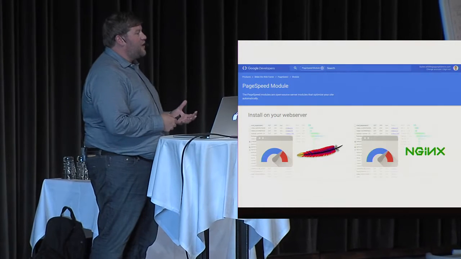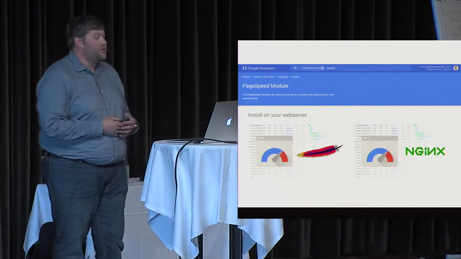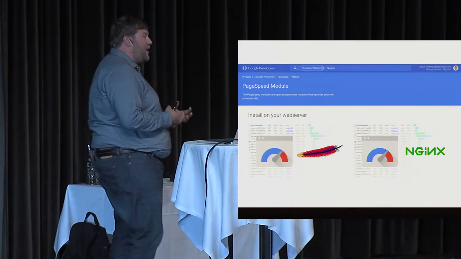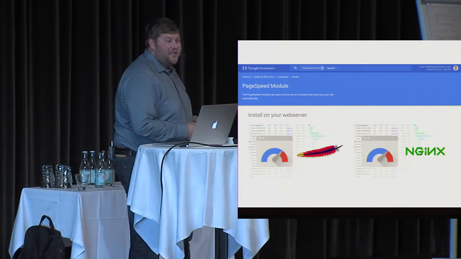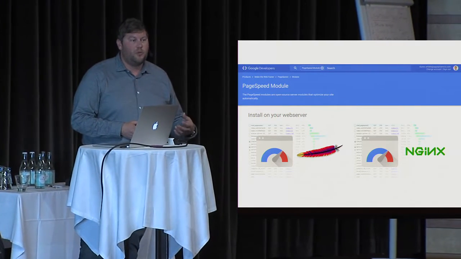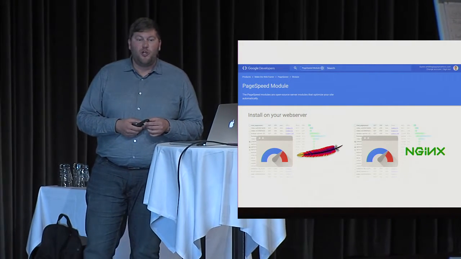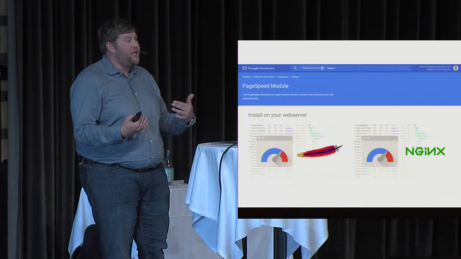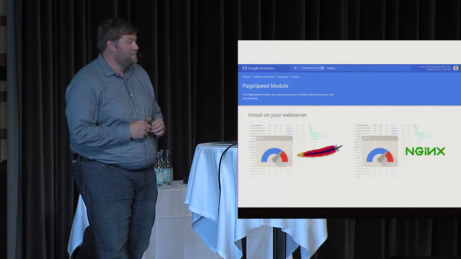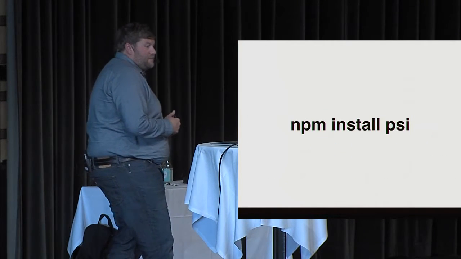But it's not always possible to adjust the code. Sometimes you own the application, but you can't actually make code changes. So in this case, they've actually released a PageSpeed module for Apache and Nginx that'll automatically rewrite the responses in real time so that you don't actually have to make any code changes, and you can immediately improve performance on the client side. All right.